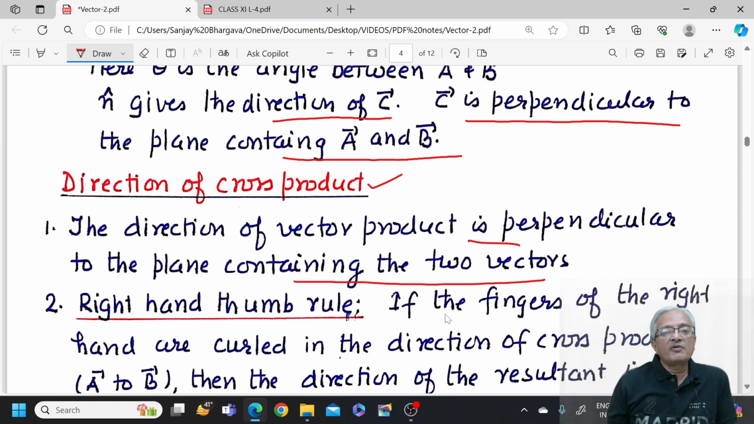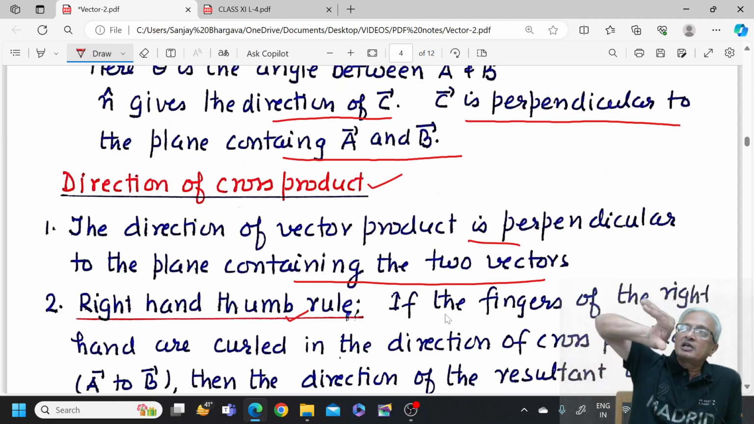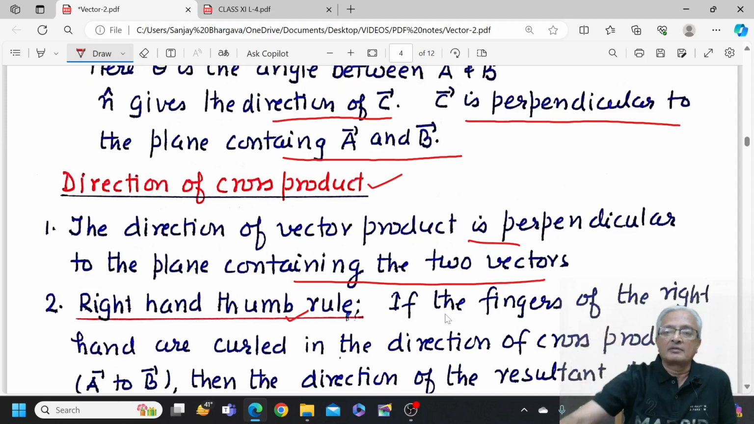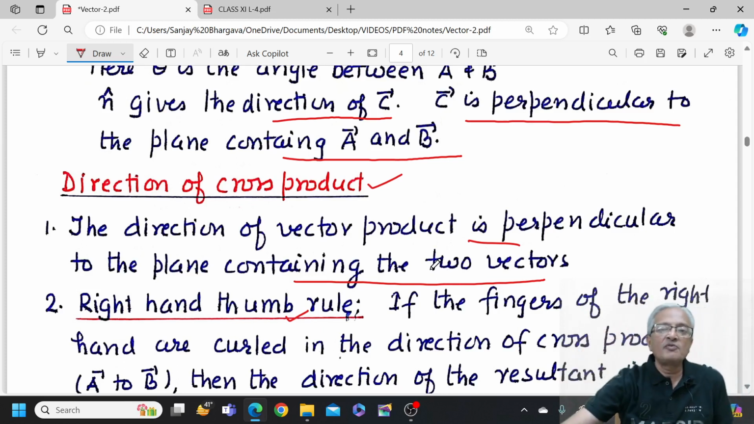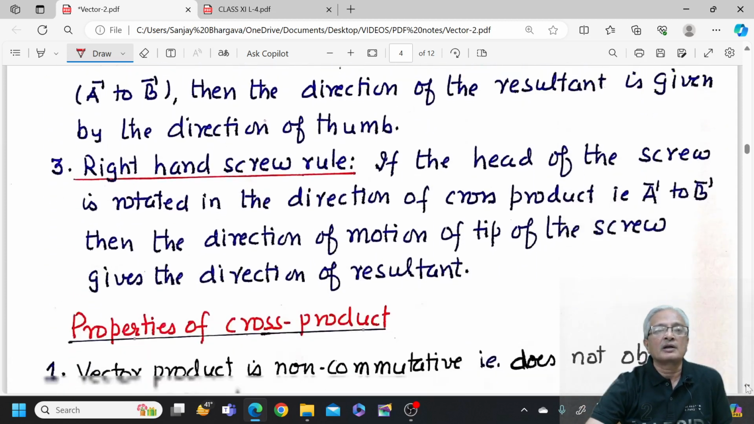Other than this, we have the right hand thumb rule. What does it say? Curl the fingers of your right hand in the direction of the cross product, then the thumb points in the direction of the resultant. So if I have A cross B, I must curl my fingers in the direction A to B. Then whatever is the direction of the thumb, the same would be the direction of the resultant obtained in the cross product.